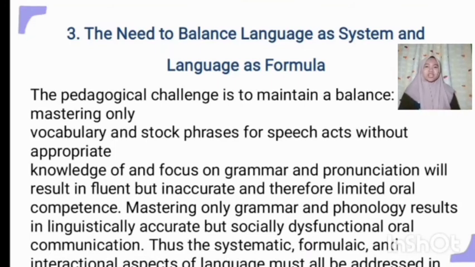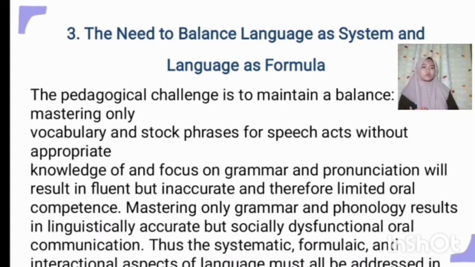Number 3 is the need to balance language as system and language as formula. In the traditional classroom, language instruction focuses on language as system, and learners should master the grammar and pronunciation of the target language. However, a communicative focus is on mastering many set phrases and other formulaic elements of language. But the challenge in this classroom is to maintain a balance between language as system and language as formula.